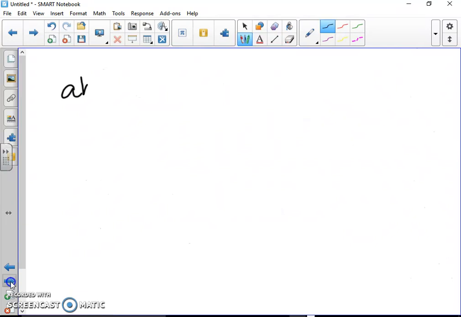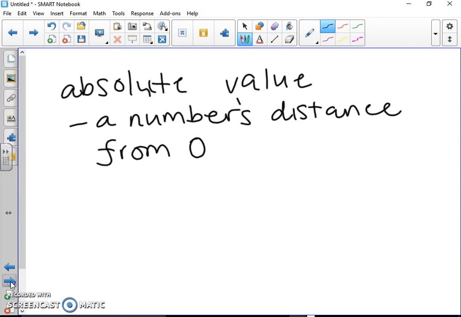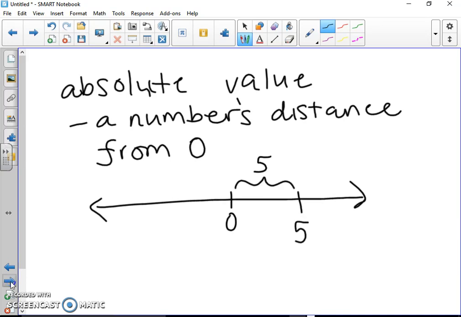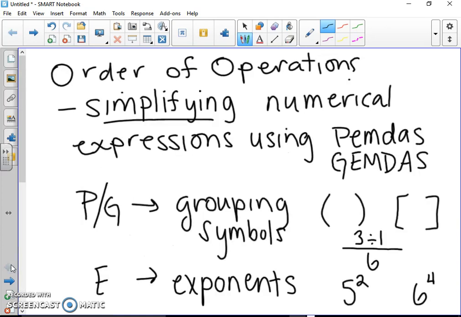So the first thing we're getting into is absolute value. Again, not something new. We're going to have a little refresher, and it's a number's distance from 0. So on a number line, we talk about distance from 0. If we have a number line, and 0's here, and 5's here, the distance is 5. Negative 5's here, the distance is still 5. So for example, the absolute value of negative 5 is just 5. Okay. Absolute value is also considered a grouping symbol, so I'm going to add that to my grouping symbols. Absolute value of x is a grouping symbol.